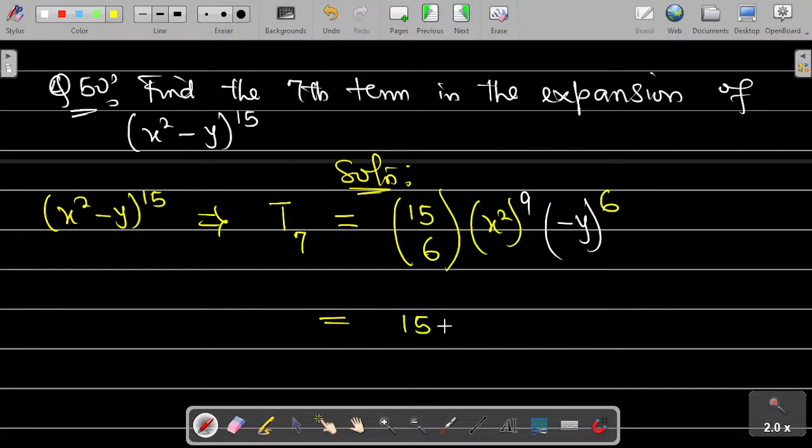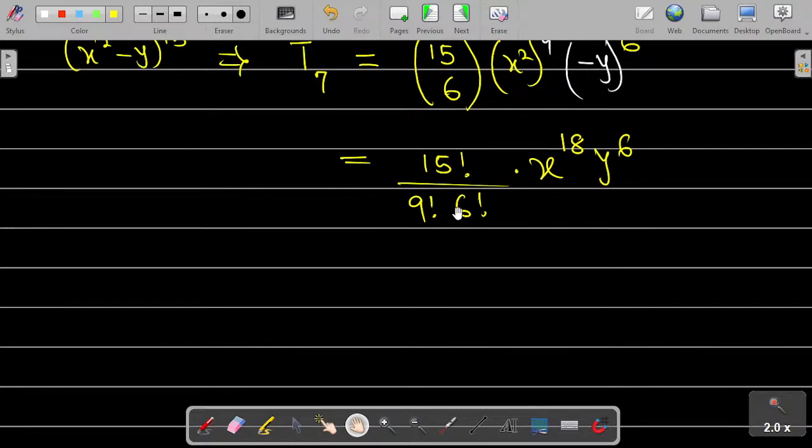So here you have 15 factorial all over 15 minus 6, which is 9 factorial, multiplied by 6 factorial. And then here you have x to the power of 18. Then this is even, so the minus will disappear. So you just have y to the power of 6. Okay, so what will that lead us to? So we just simplify this to get the numerical coefficient.